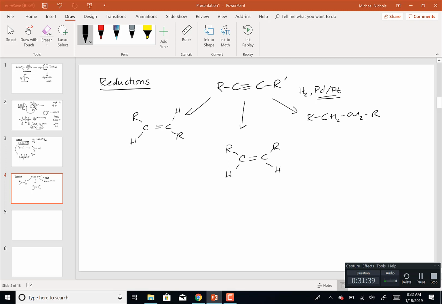And then somebody said, hey, I want to stop at the alkene. So how do I do that? And then they came up with the idea, well, if palladium and platinum is a really, really good catalyst or really active catalyst, can I somehow poison it so that it isn't as reactive and so that it won't reduce a double bond? And so they did that. And the person who did that was Lindlar. It's called the Lindlar catalyst.